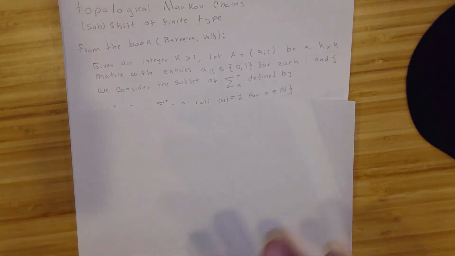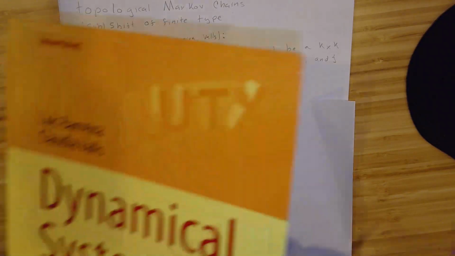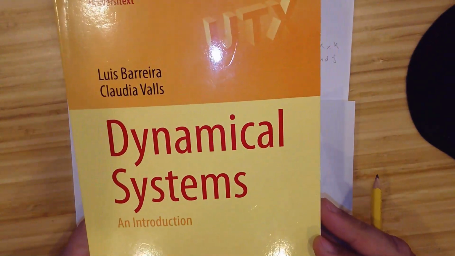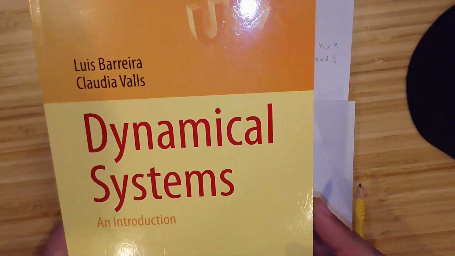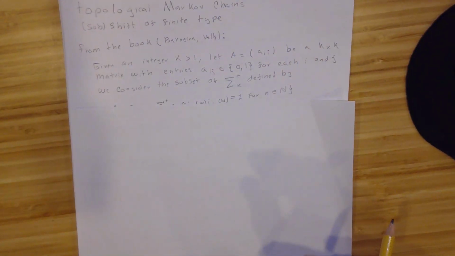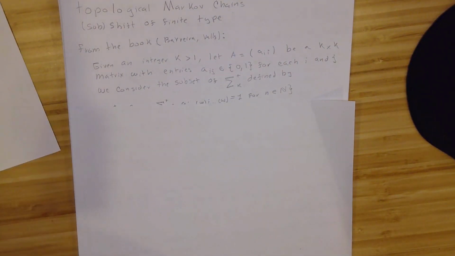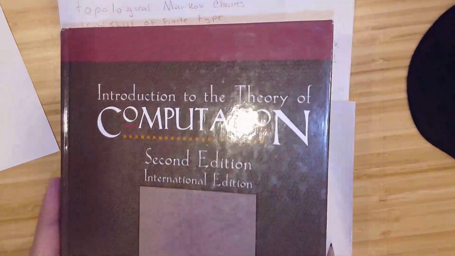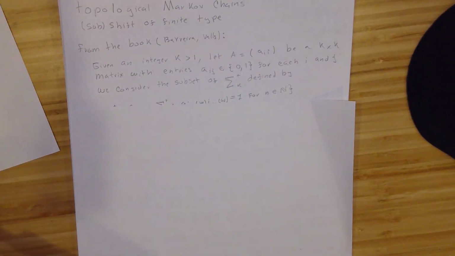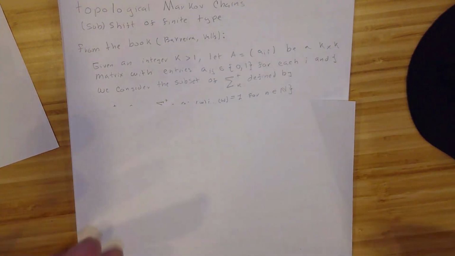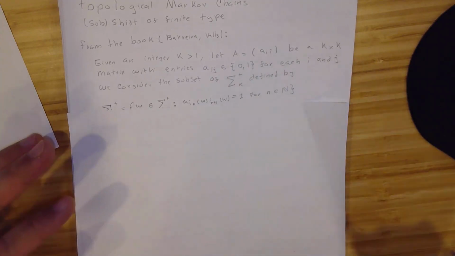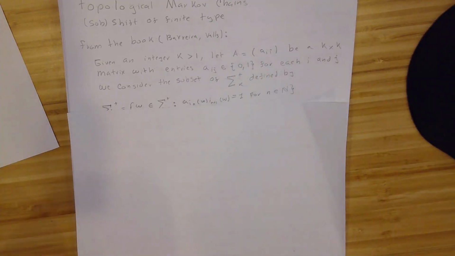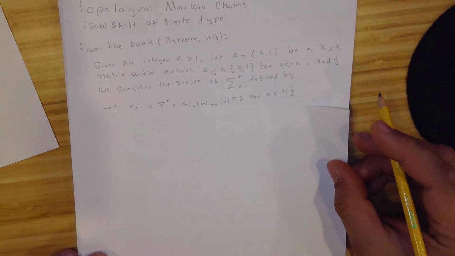By the way, I am using this book from Barreira and Valls, where I am getting all the definitions, and I am also using this book from computer science, the theory of computation, where I got some of the similarities that we have between the topological Markov chain and the finite automata, and you will see in a moment what these are.